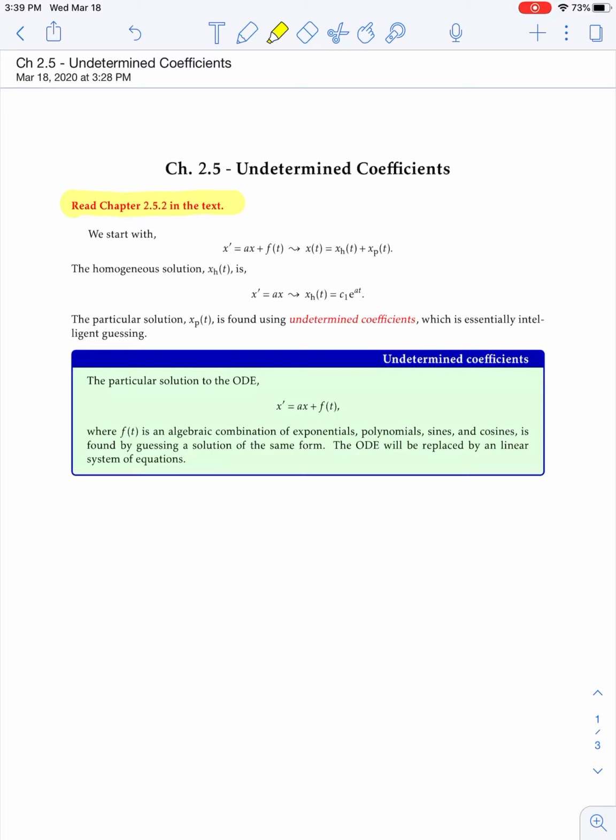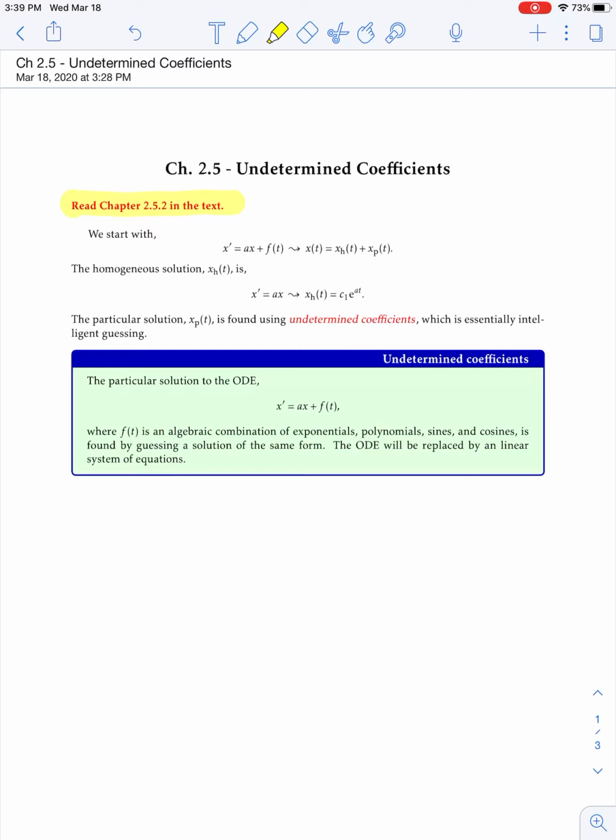And the idea here is to guess. It's an intelligent guess. There's a reason for your guess. But if you guess correctly, then your ODE becomes an algebraic system, which we've covered in the first 4 weeks of the semester, and that algebraic system is pretty easy to solve. There's going to be some assumptions that go into it.